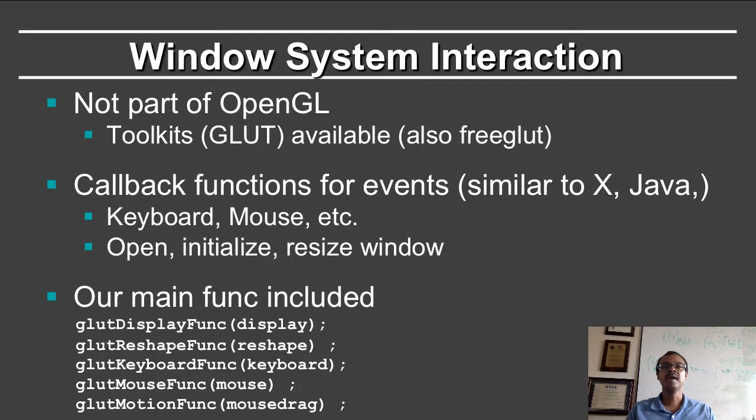These toolkits include callback functions for events in a manner similar to other kinds of programming interfaces such as X-Windows or Java. In particular, you can define functions that apply when the user types a key on the keyboard or presses a mouse button. Also, when the user opens or resizes a window. The main function in our program included a callback for the display to redisplay the scene, for reshape if you change the size of the window, for the keyboard function if you press keys on the keyboard, as well as for the mouse function and for dragging or moving the mouse.